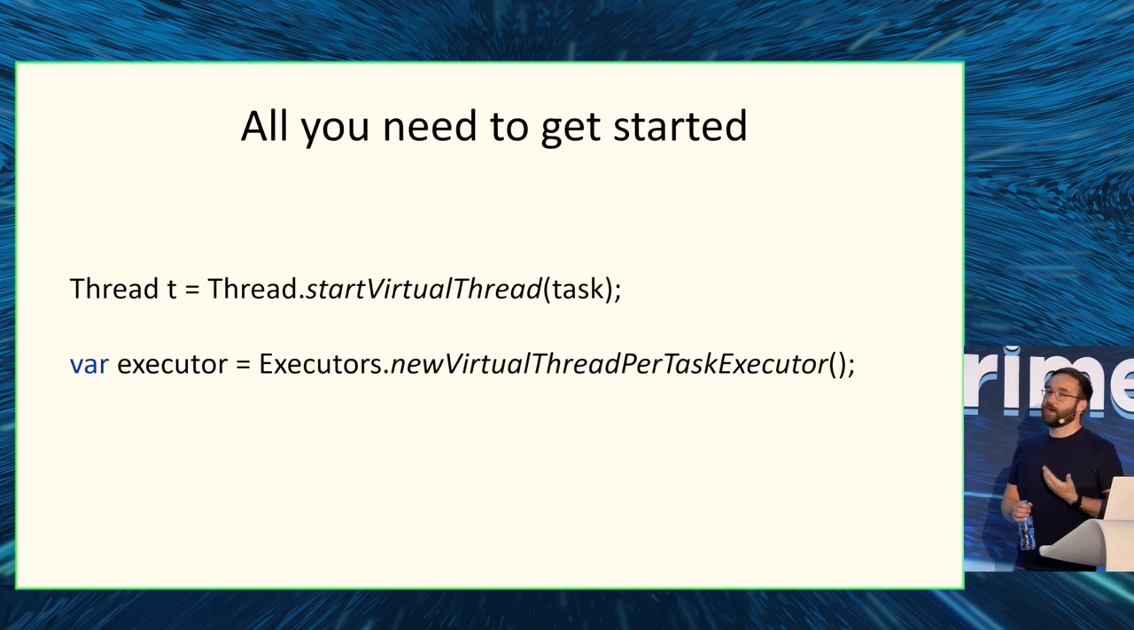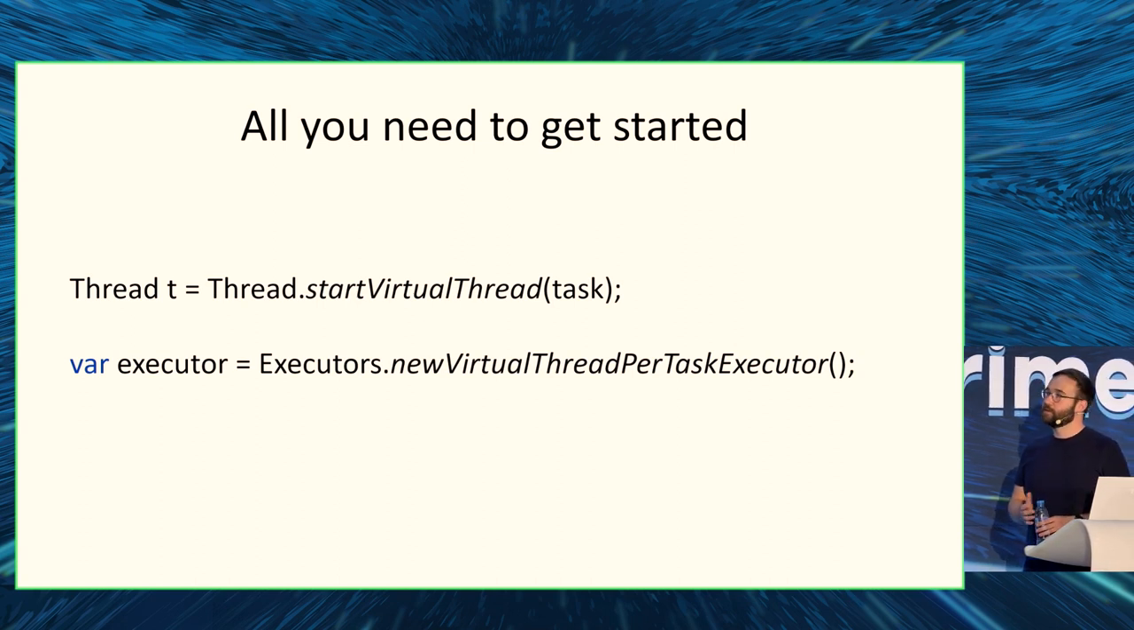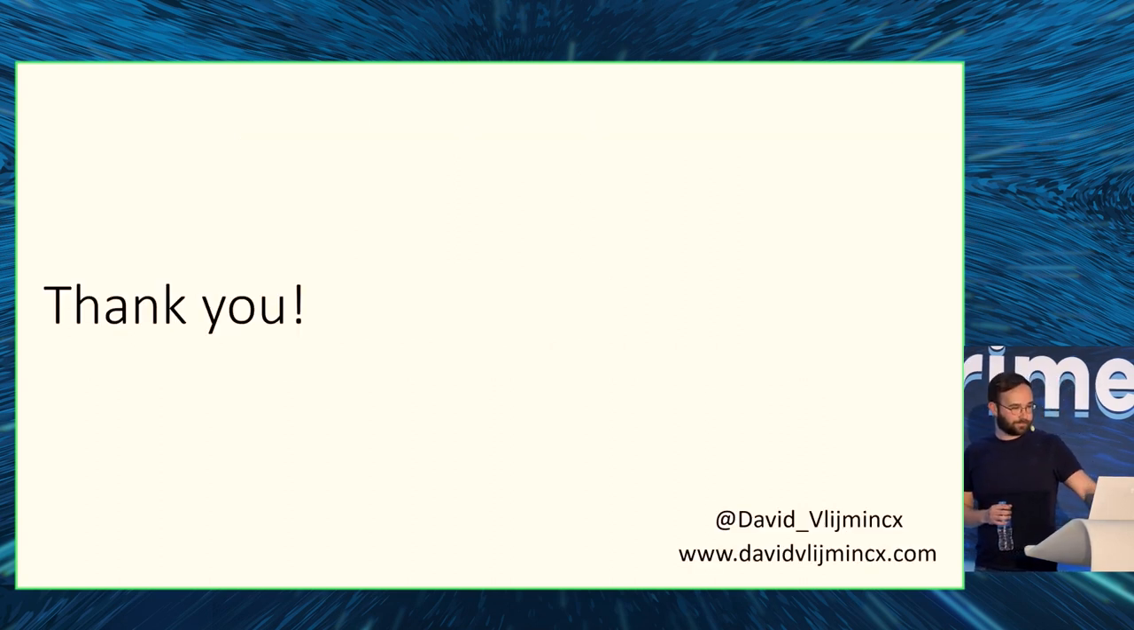And to summarize, all you need to get started, because I've talked a lot about virtual threads and structured concurrency, are just these two methods: the start virtual thread and the new executor service with the new virtual thread per task executor. Those are the two methods that you are going to need when you want to start using virtual threads, which I really encourage you to do, because it's really fun to start playing with them.